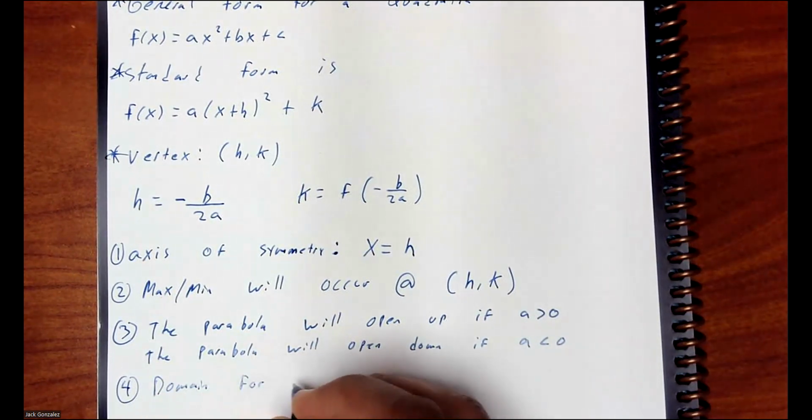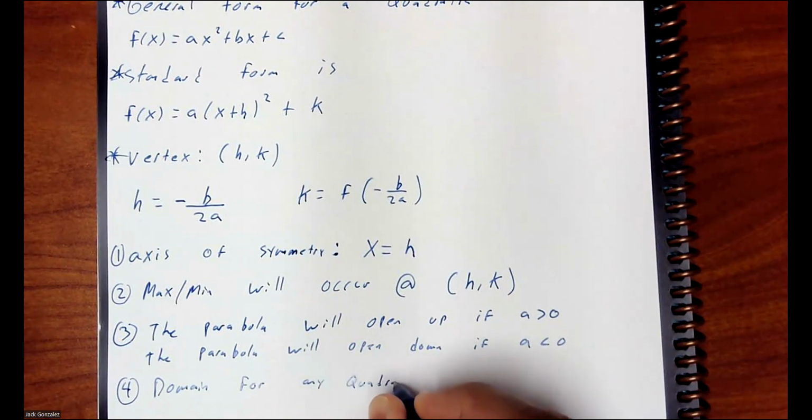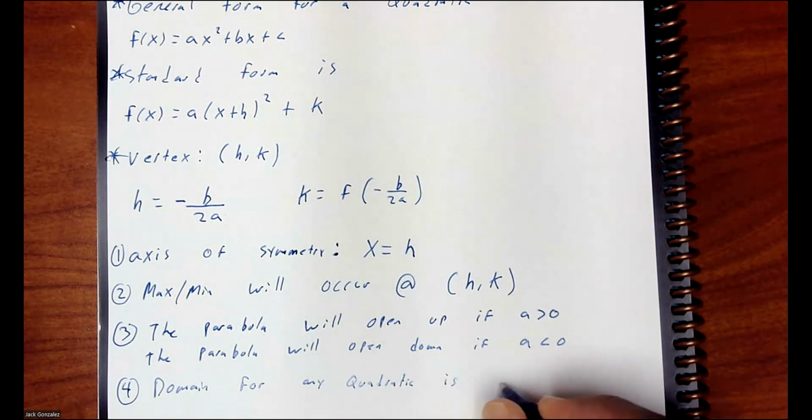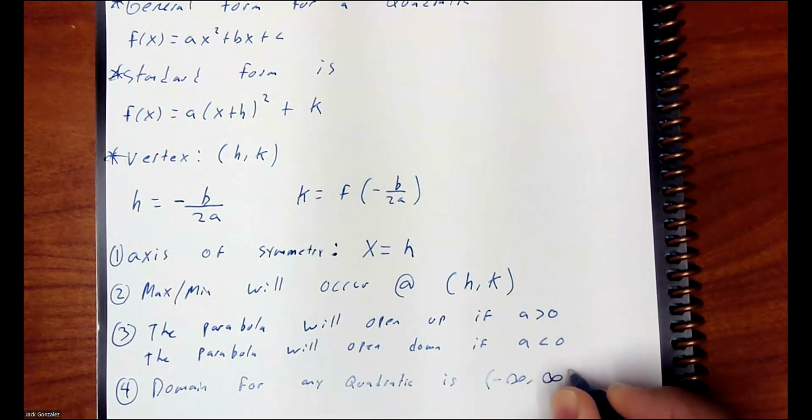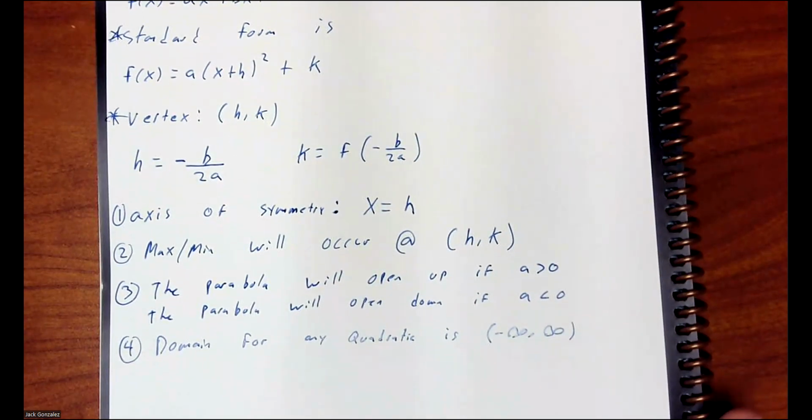Domain for any quadratic will always be all real numbers. So if they ask for domain, you can plug in whatever you want. There's nothing that stops you. You can square any number.